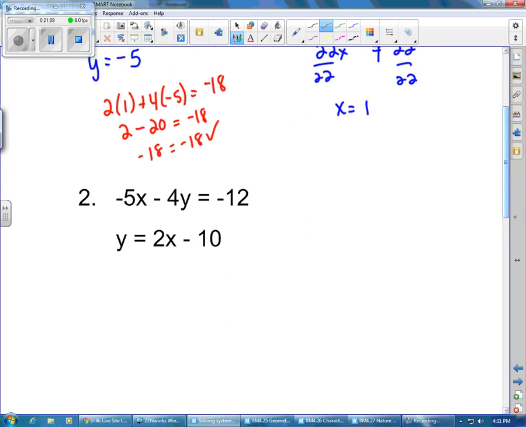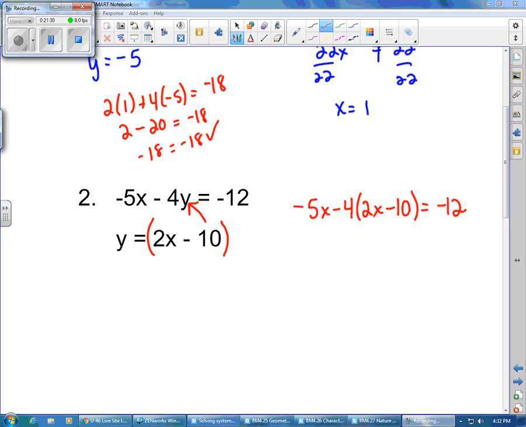Number 2 is pretty much the same. Let's go ahead and put a parenthesis around 2x minus 10. You're going to substitute that in for the y right there. Go ahead and set up the equation. Pause the video, set up the equation, make sure you have it right. Okay, so we should have negative 5x minus 4 times the quantity 2x minus 10 equals 12.